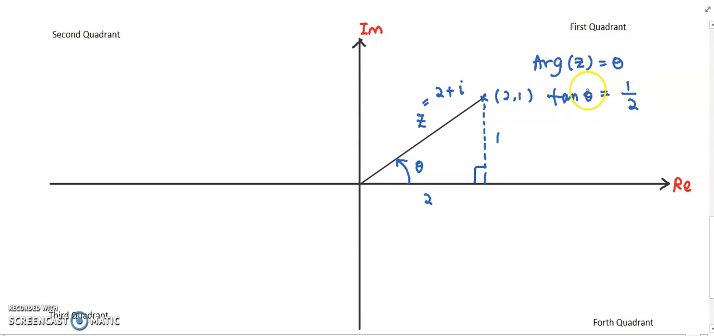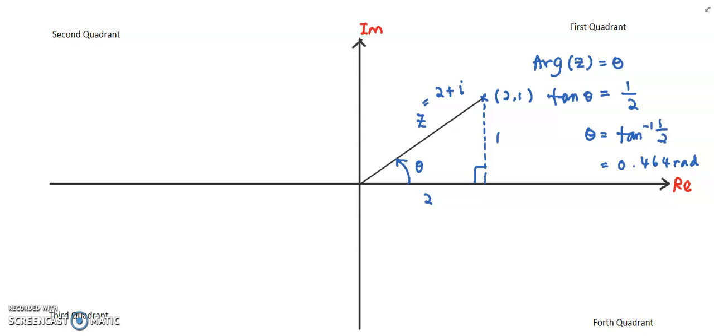So we want to find the theta. Theta is arctan of 1 over 2, which is given as 0.464 radian. Bear in mind that when you want to present your argument, we normally give the answer in the radian unit and not the degree.